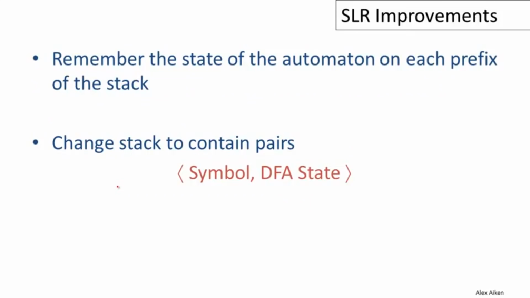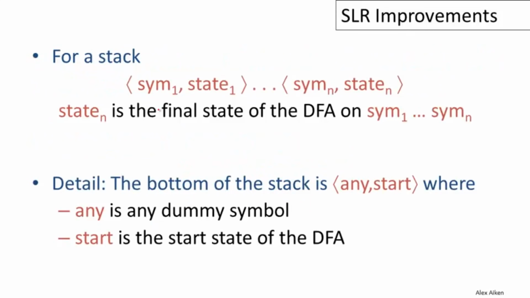So we're going to change the representation of the stack. We're going to change what goes in the stack. So before we just had symbols on the stack, but now we're going to have pairs. Each element of the stack will be a pair of a symbol and a DFA state. Thus the stack now is going to be a stack of pairs, and whereas before our stack would have consisted just of the symbols, sim1 up to simn, now we're going to have the same symbols, but each one of them is going to be paired with a DFA state, and that DFA state is going to be the result of running the DFA on all the symbols to its left, so all the symbols below it in the stack.